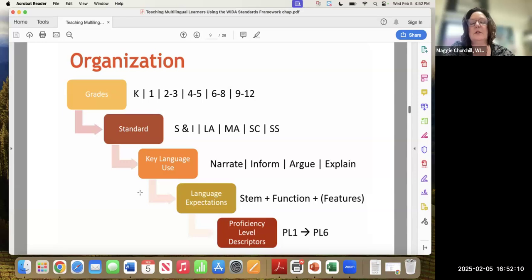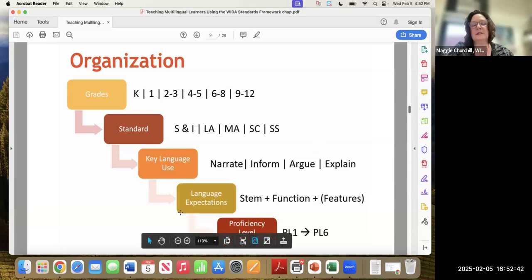So key language uses are narrate, inform, argue, and explain. You will actually see as you go through the framework where they are most prevalent. So they're not listed for every grade level for every standard because they're not necessarily prevalent in every key language use. So you're going to see ones that are listed there strategically. Okay. It doesn't mean that you can't have one in the other, but you're not going to see narrate under math because it so rarely happens that it's not a standard that we assess in math, if that makes sense.